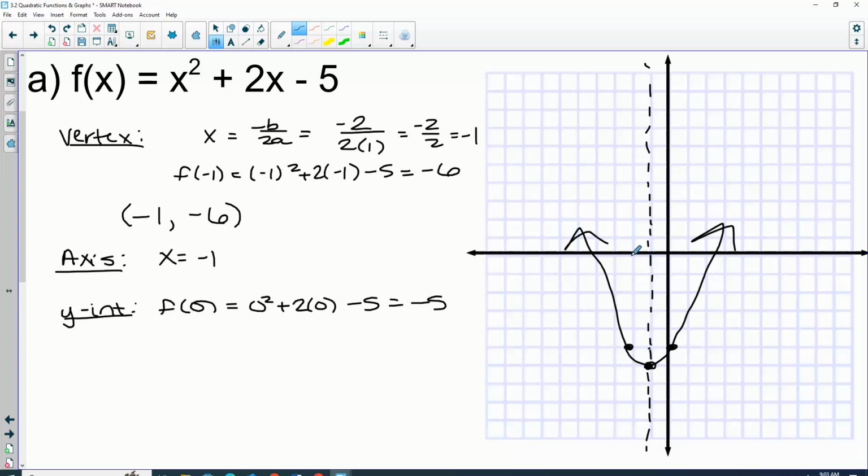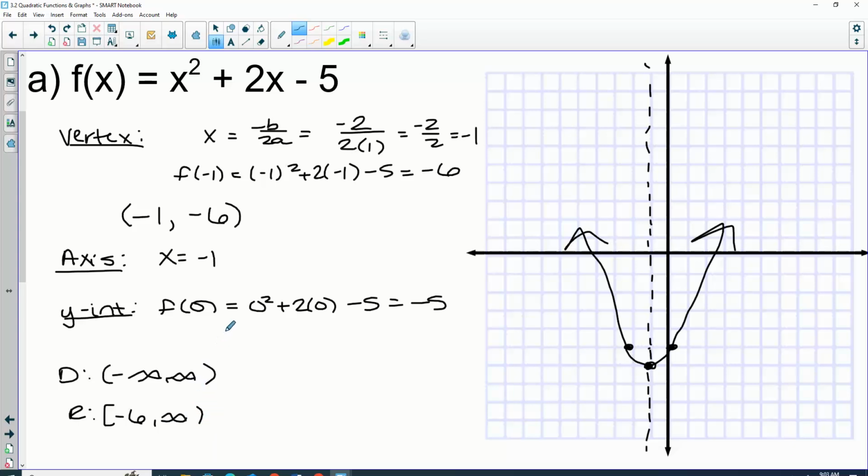Any questions there? What's the domain? Every time. What's my range? From -6 to infinity.